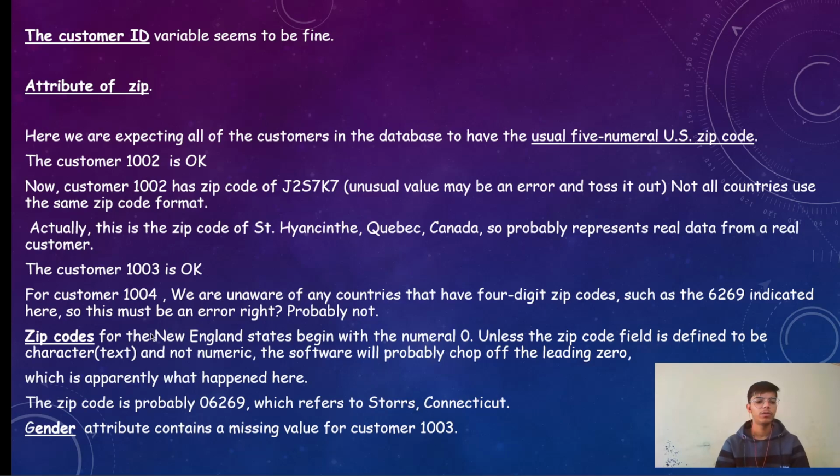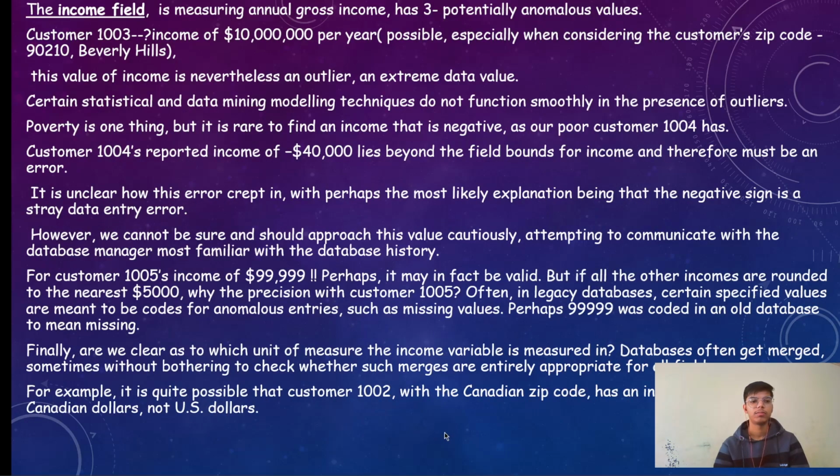Now for zip code, the New England states begin with the number zero, as I told you earlier. Unless the zip code field is defined to be character text and not numeric, the software will probably chop off the leading zero, which apparently happened here. Now the zip code is probably 06269, which refers to Storrs, Connecticut. Now the gender attribute contains a missing value for customer 1003.